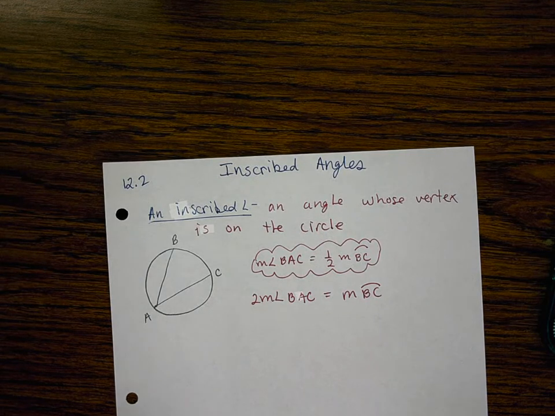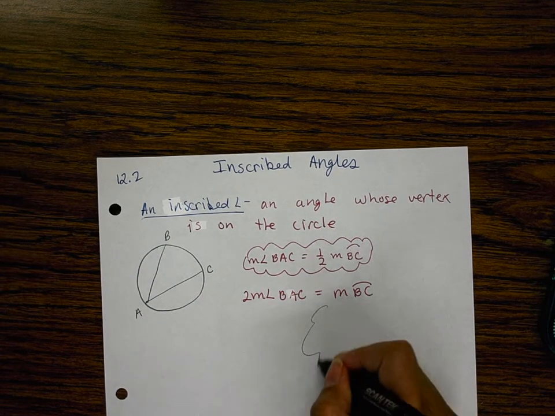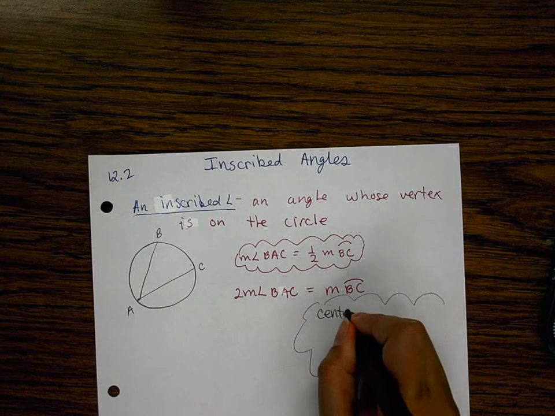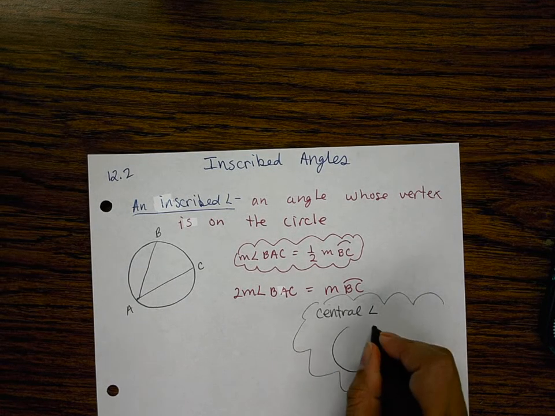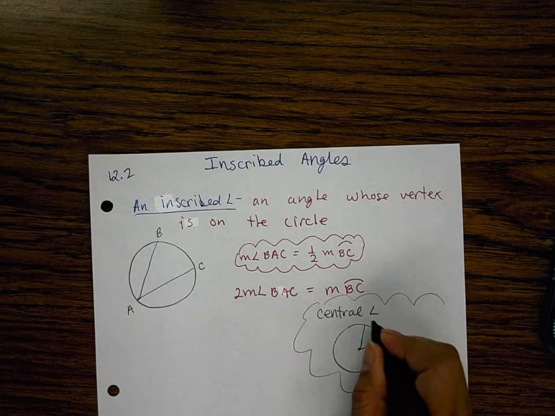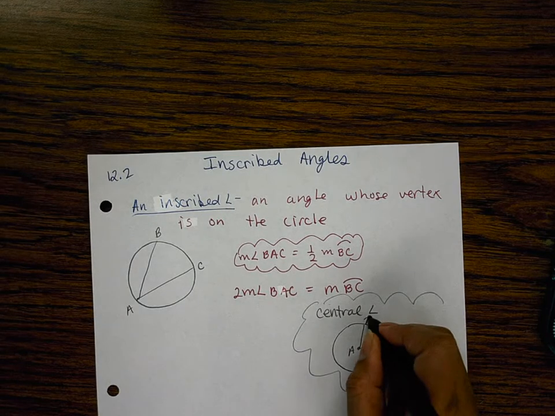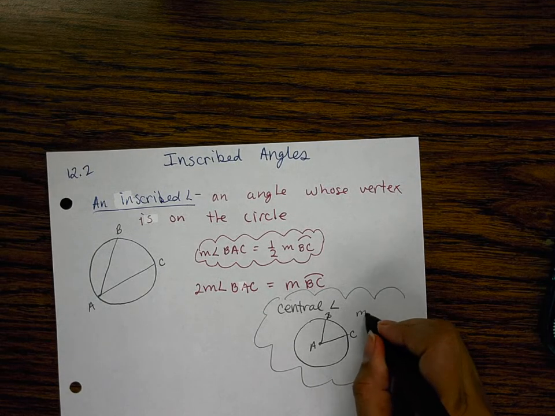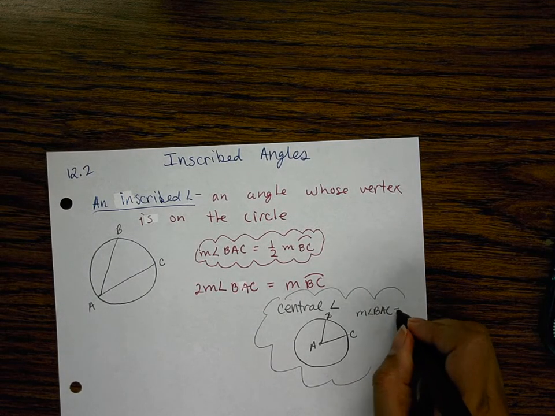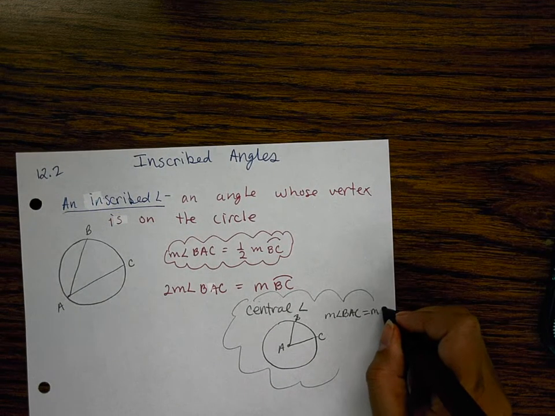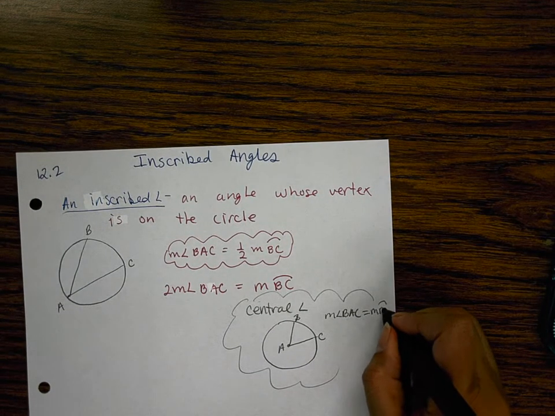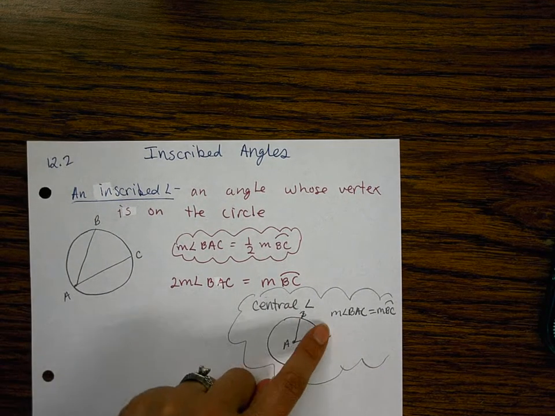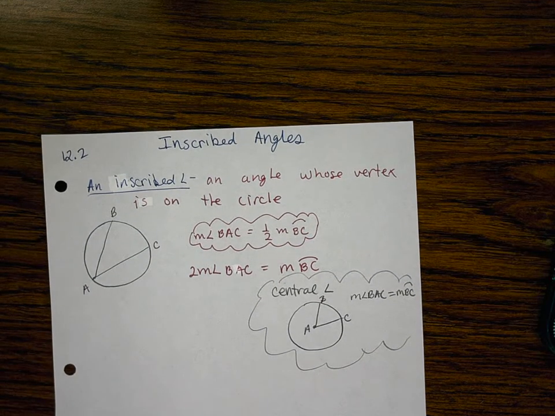All right, so central angle. What was central angle? So that's going to be a quick little review. We did this in our previous lesson. The central angle was like this, when the vertex was at the center. I'll also call this A, B, C. And when it's a central angle, the measure of angle BAC is equal to its corresponding arc BC. Okay, so it's equal to half the arc when it's inscribed, and it's exact same as the arc when it's a central, so you need to know the difference.